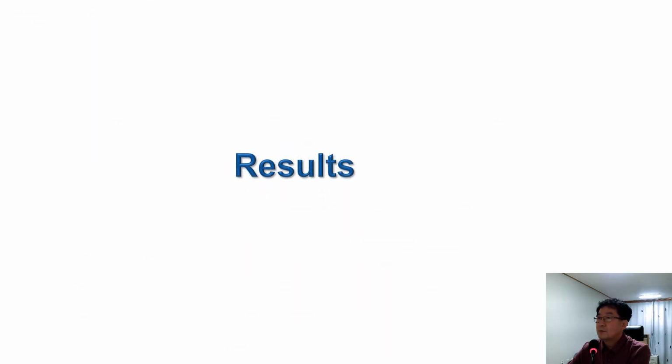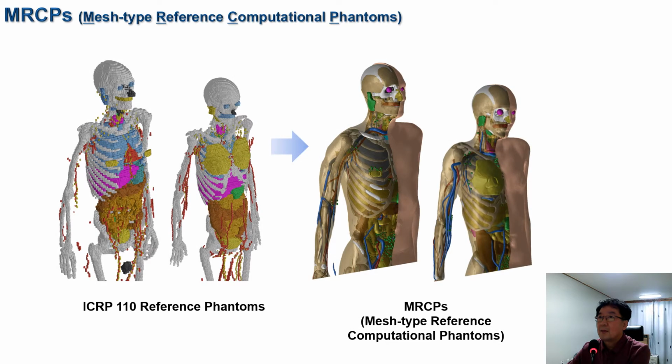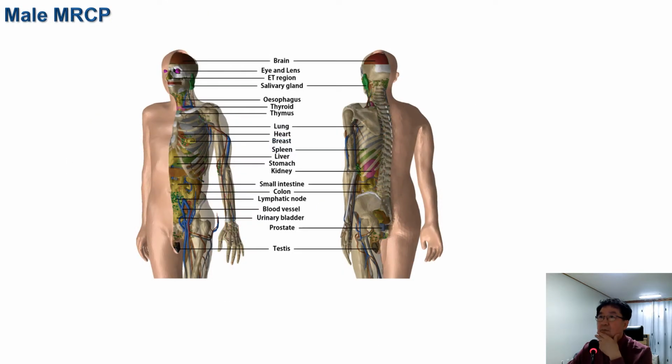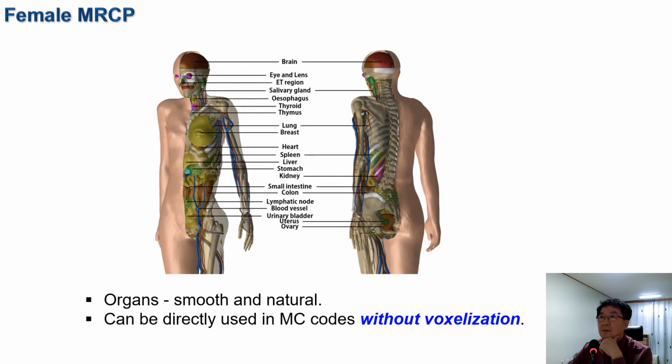So here is the result. These are MRCPs, that is mesh type reference computational phantoms, which were developed by our task group by converting the voxel type reference computational phantoms into mesh format. And these developed phantoms are in tetrahedral mesh geometry. This is the male phantom, and this is the female phantom.